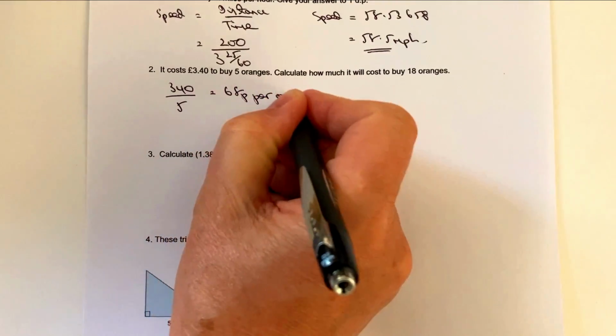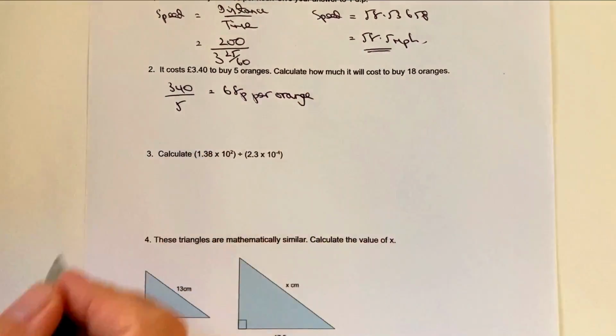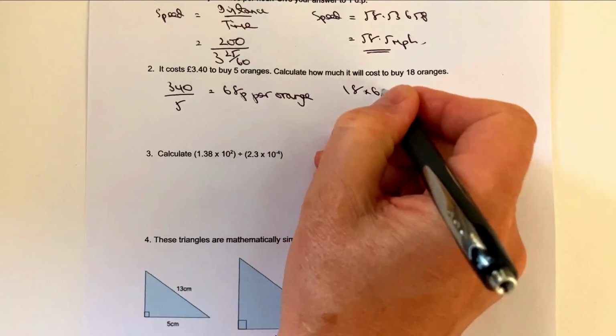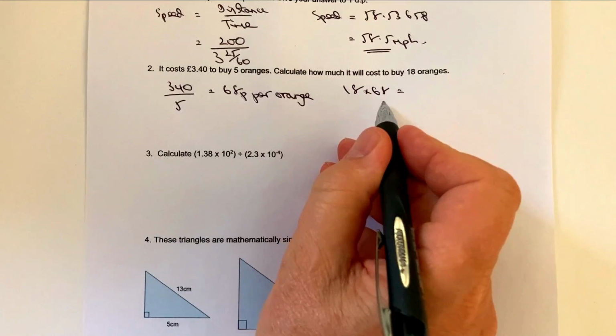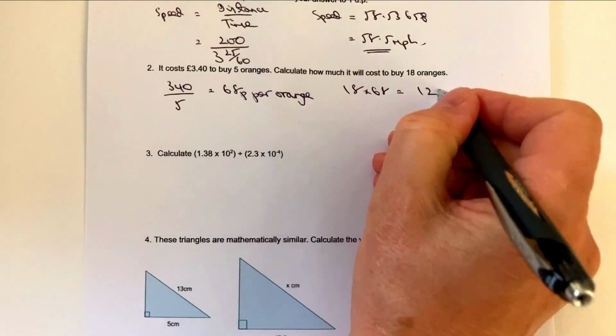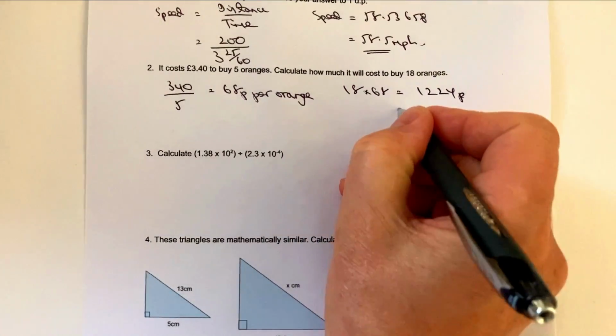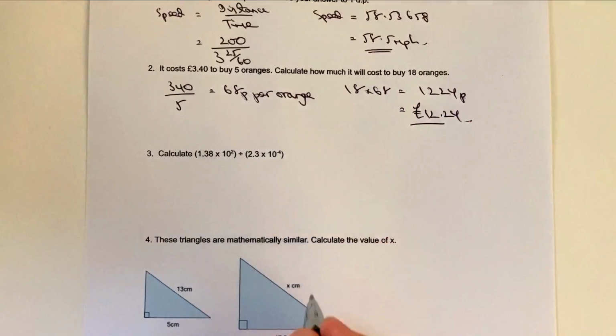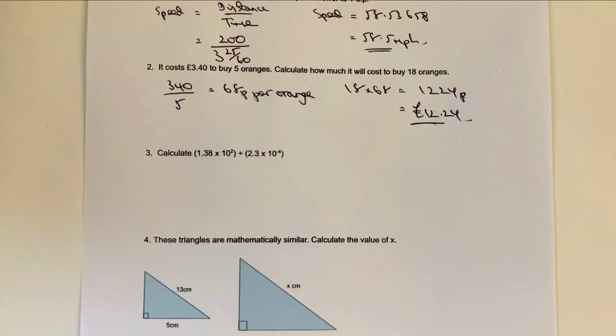And all we've got to do then is just multiply that by 18. So we get 18 times 68. Now, bearing in mind, that's going to give you pence. So it's going to be 1224p, which is going to be £12.24. And that's the answer to that particular question. Hopefully that's all right for you. Let's have a look at number 3.